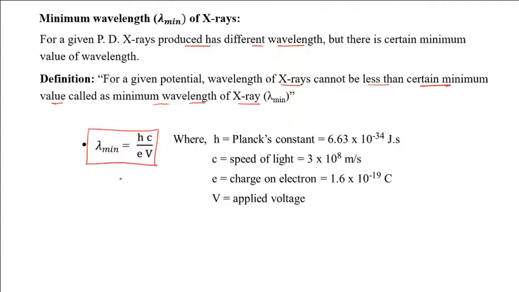Hc upon EV. Here H is Planck's constant, whose value is 6.63 into 10 to the power minus 34 joule second. C is the speed of light, it is 3 into 10 raised to 8 meter per second. E is the charge on electron, 1.6 into 10 raised to minus 19 coulomb. And V is the applied voltage.